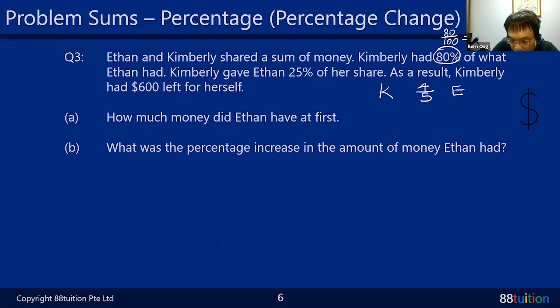The 4 on top represents Kimberly, and the 5 below represents Ethan. So when you're comparing 2 persons, it's okay to do that. And if they ask you for total, yes, total will be your 9 units. Is that okay? All right.